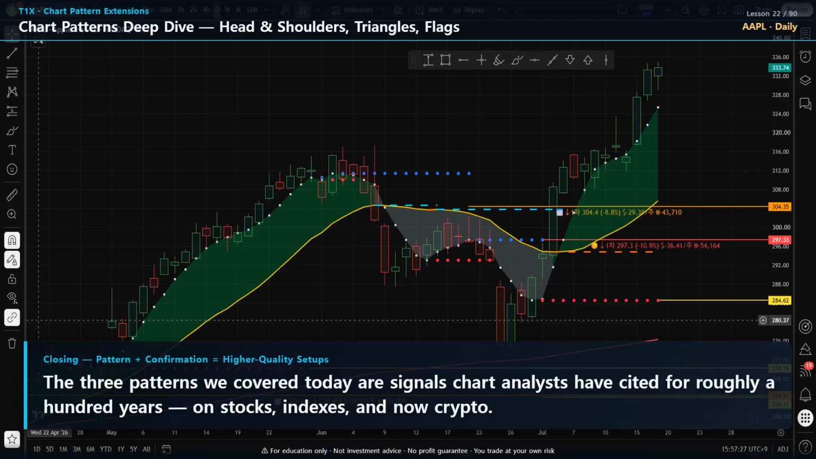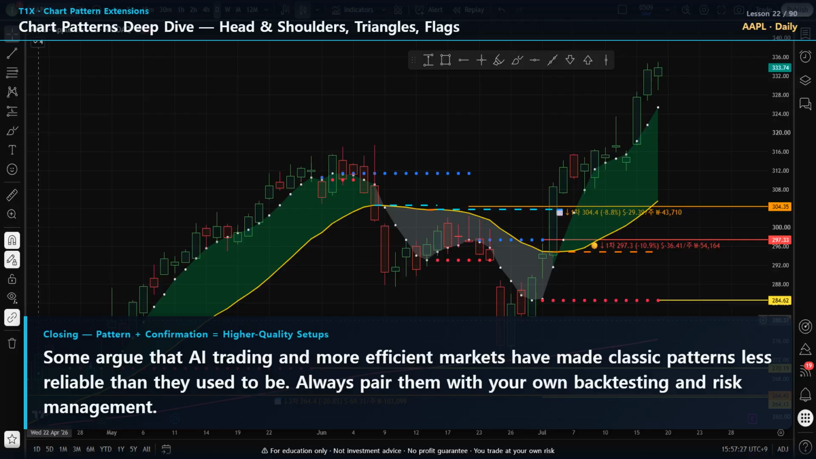The three patterns we covered today are signals chart analysts have cited for roughly 100 years, on stocks, indexes, and now crypto. Some argue that AI trading and more efficient markets have made classic patterns less reliable than they used to be. Always pair them with your own backtesting and risk management.